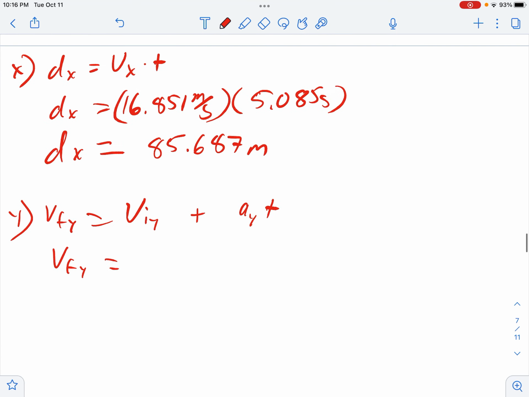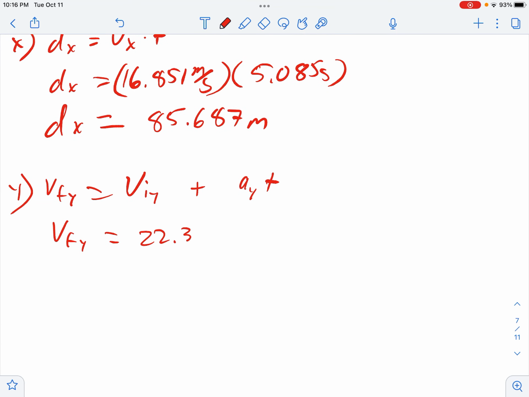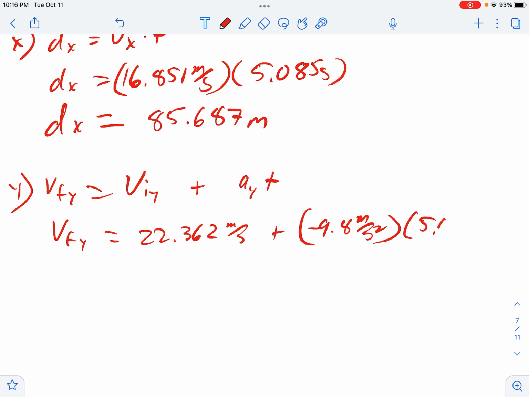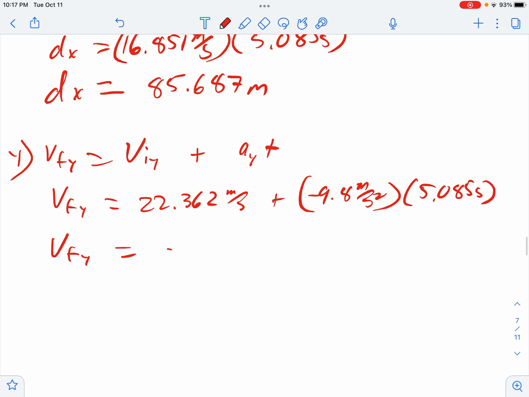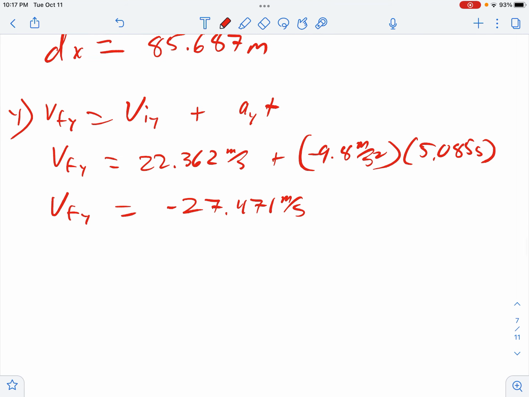All right, the initial vertical was the 22.362. Okay, plus negative 9.8 meters per second squared times this time of 5.085 seconds. Okay, so if I calculate here, I'm going to get a value of negative 27.471 meters per second. Okay, so kind of like the previous case, that vertical velocity is negative.